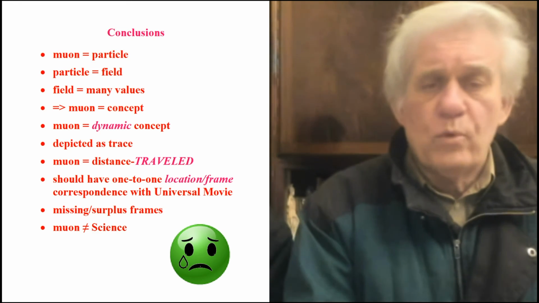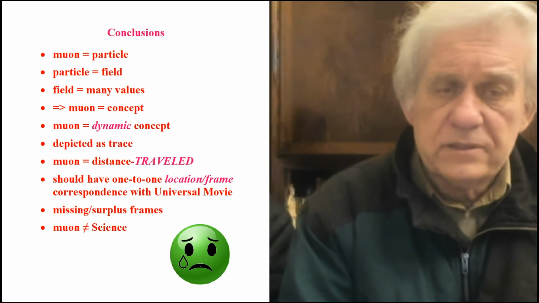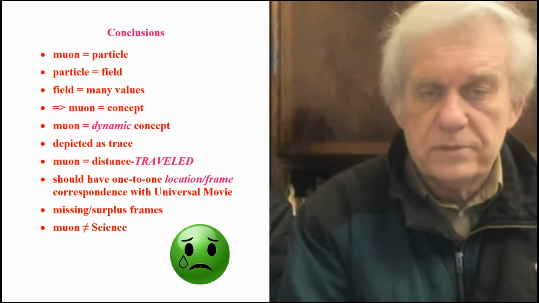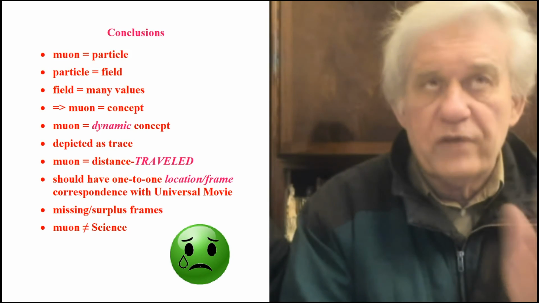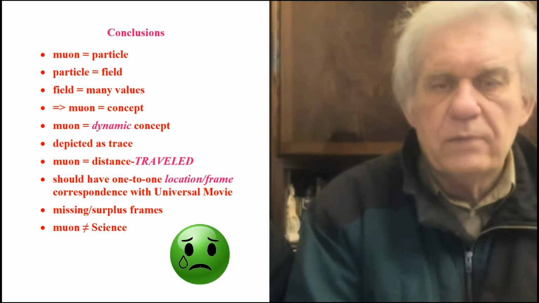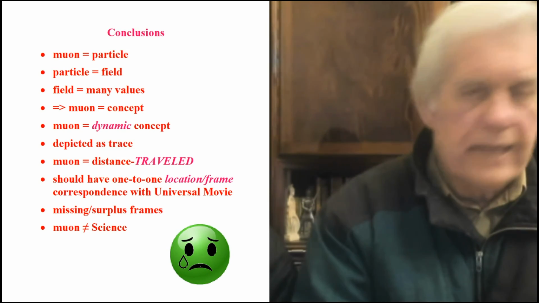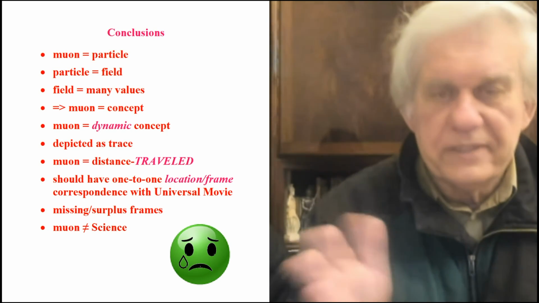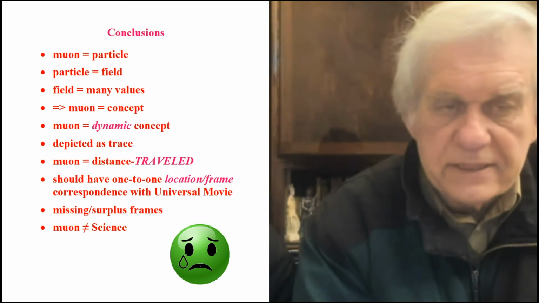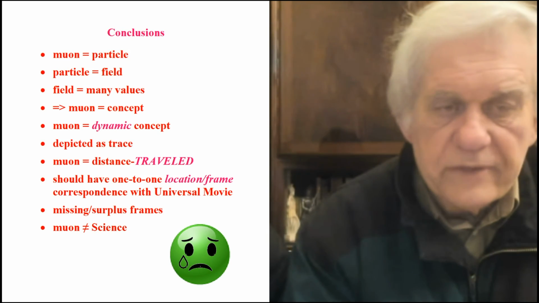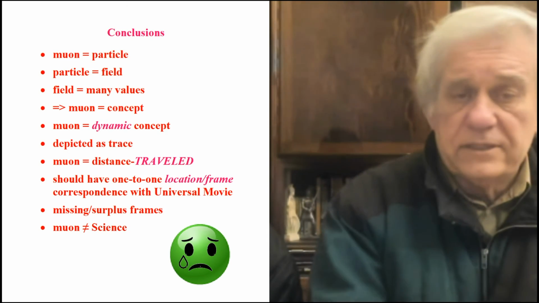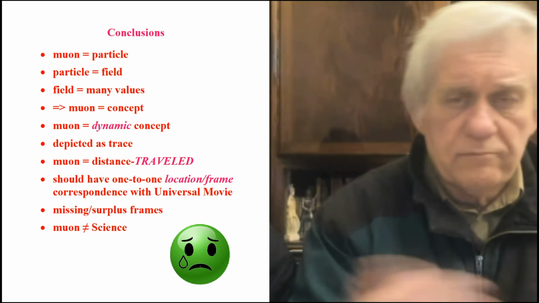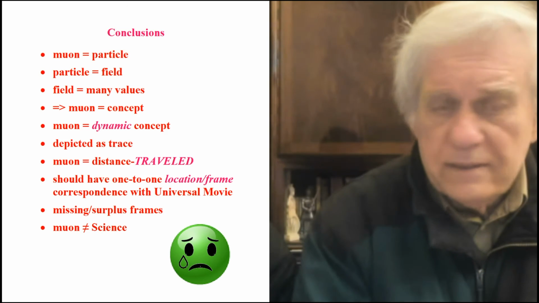It should have a one-to-one correspondence or relation with the frames of the universal movie, where each frame represents a location only, which is the set of distances to every atom in the universe, every living thing, or every piece of matter in the universe, okay? Anything that exists. That's for the universal movie. And what they're doing is they're either missing or they have surplus frames, depending on the context, from which angle you're looking at it. The muon's missing or we're adding too many.